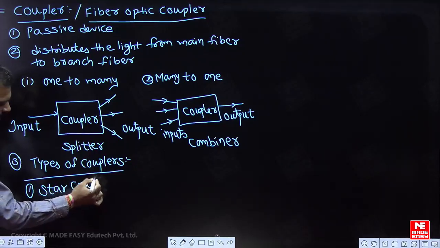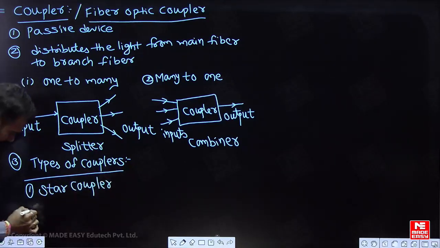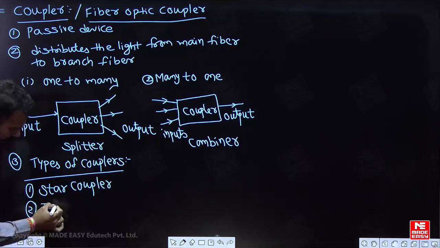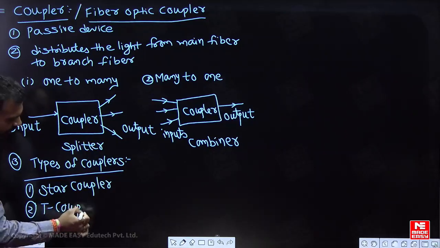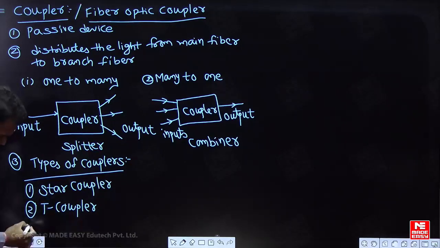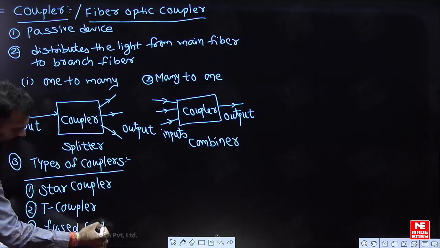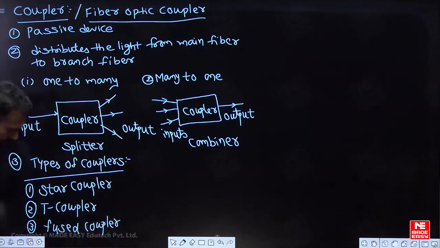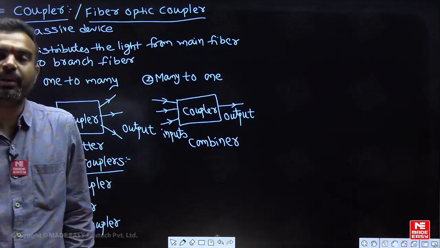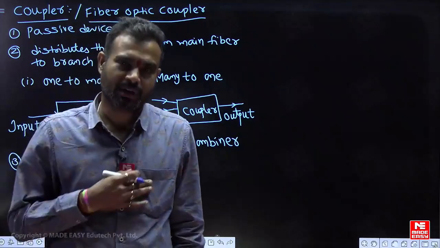It is called a star coupler. The second one is called a T coupler. The third one is called a fused coupler. Of course, we also have another one in the coupler family, called the WDM coupler. WDM means wavelength division multiplexing coupler.